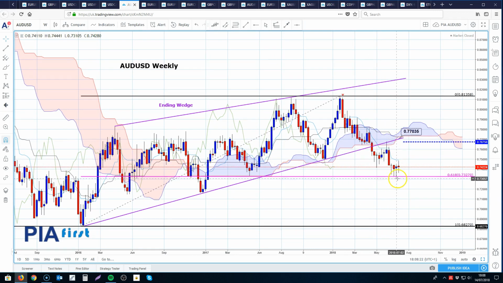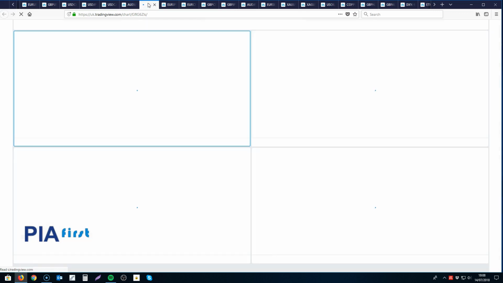So we've reacted higher from the 50% pullback level. A possible another retest of this trendline resistance, and then a continuation of the move to the downside. So again, we're bullish on Aussie dollar, looking to buy dips next week.